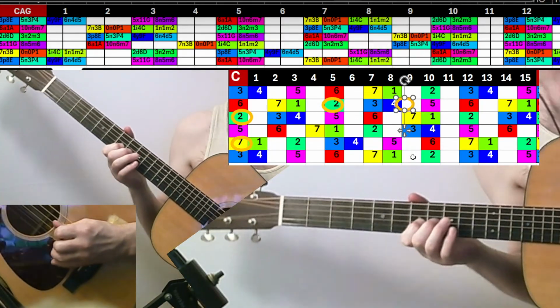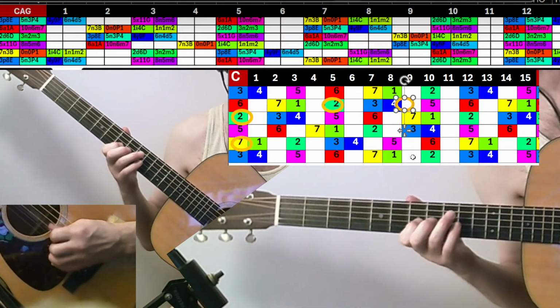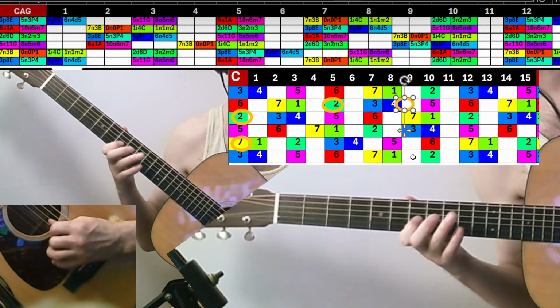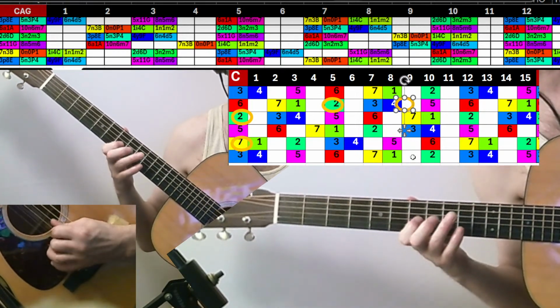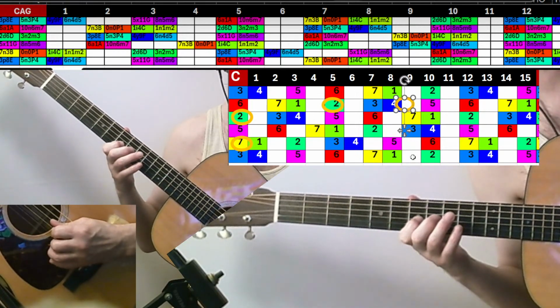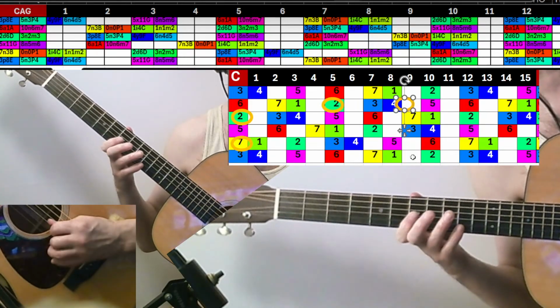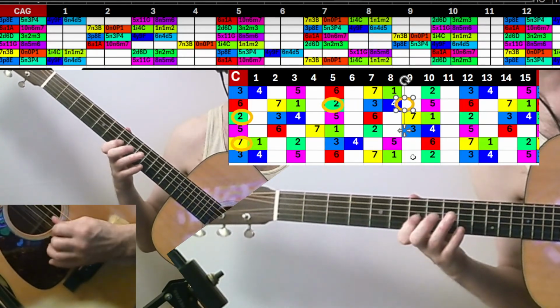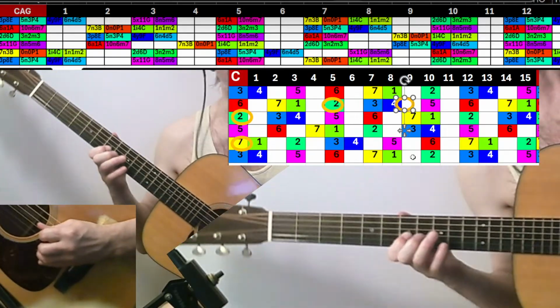Trying to see what would happen if I open up the open string with that same pattern. Just trying to get a rhythm like that. You say that doesn't sound good. Well, yeah, I'm just playing with it until it sounds good, until I can find something I like.